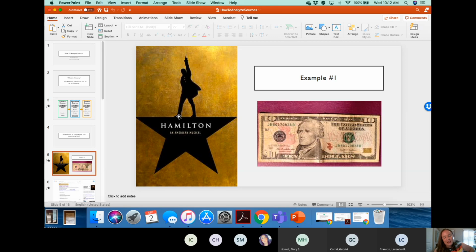So Hamilton as a musical first came out on Broadway a couple of years ago. And before that point, if you asked people about Alexander Hamilton, maybe the only thing they'd be able to tell you is, oh yeah, that white dude on the $10 bill, right? How many of you know something more about Alexander Hamilton than that? Does anybody? No. Right? Now, that's completely understandable.